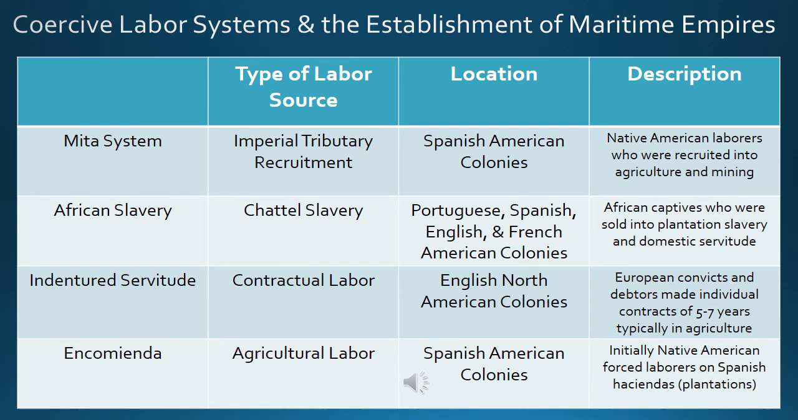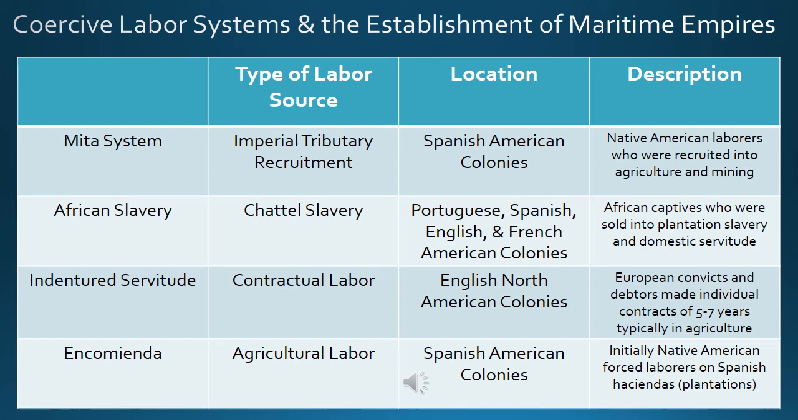Maritime empire building complemented the expansion and development of labor systems throughout the world during the early modern period. Newly developed colonial economies in the Americas largely depended on agriculture and utilized existing labor systems, including the Incan Mita system. The Incan Mita system was a tributary labor system that was utilized by Incan political elites over their subject peoples. This system was continued by the Spanish in mining and agriculture in the development of the Spanish colony of New Castile in South America during the 16th century.